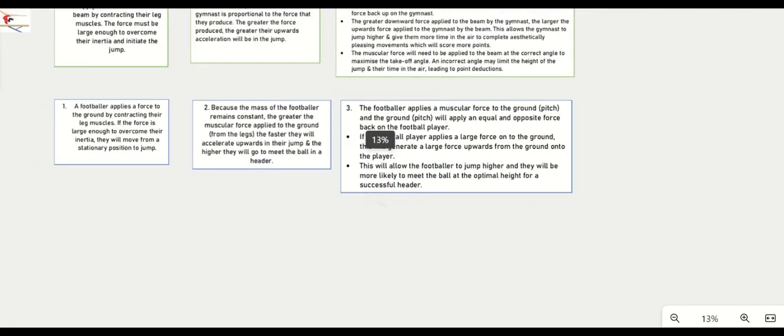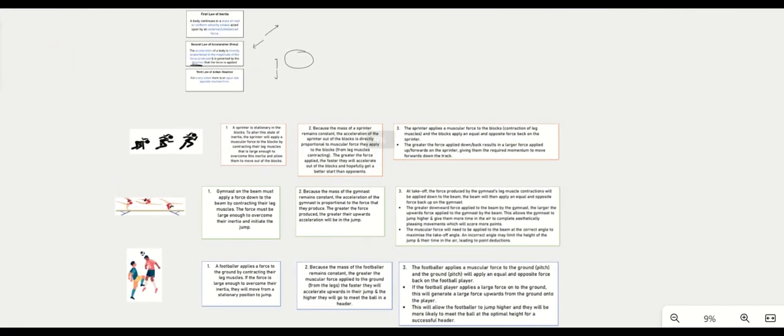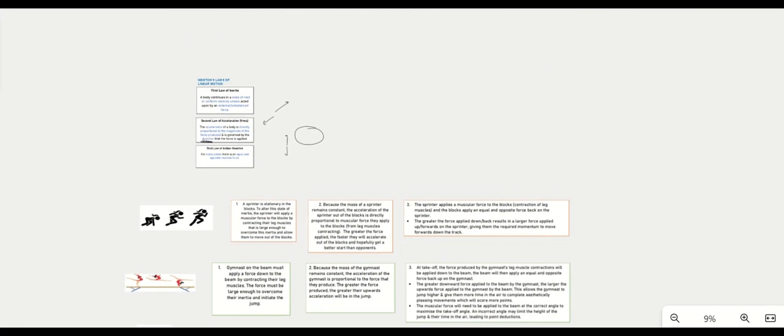So that concludes everything really that you need to know about Newton's laws and applying them. So go away now, have a look at the questions that are on the Padlet and start to practice some of those.